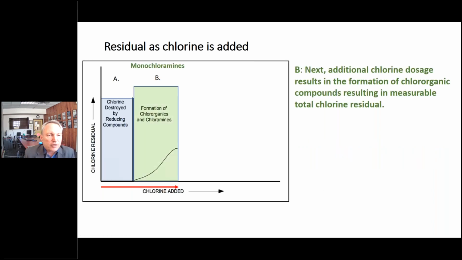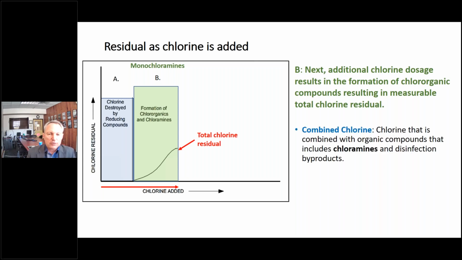As we go to the second segment in the chlorine curve, we begin to build total chlorine residual. You can see the curve now raising up. We now have measurable total residual, but there's no free residual yet that we can measure. What is happening in this stage? Well, chlorine is reacting with organic compounds that are naturally occurring in the water. So it's forming chloroorganics, which can consist of chloramines, disinfection byproducts, and different types of organic chemicals. So what we have here is combined chlorine. Chlorine that is combined with organic compounds such as chloramines and disinfection byproducts.